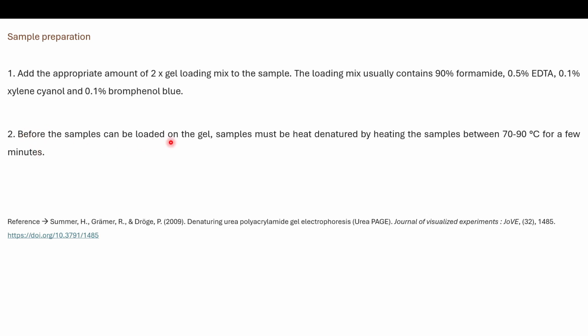Okay. Before the samples are loaded, in case of denaturing urea PAGE, the samples are heated. Mostly RNA or nucleic acid samples are heat denatured by heating the samples at high temperatures for like 2 minutes. It will be more than enough. Okay.